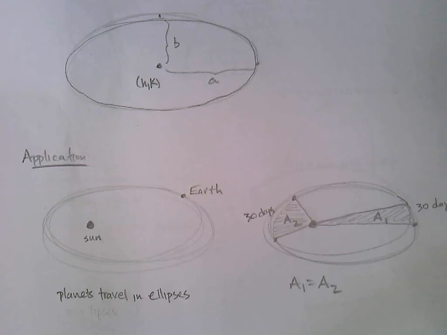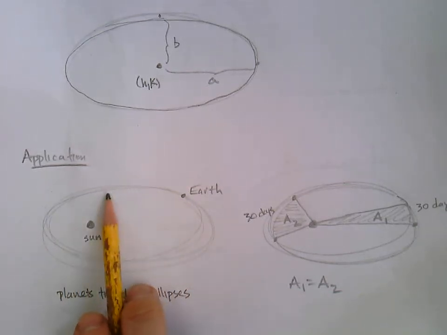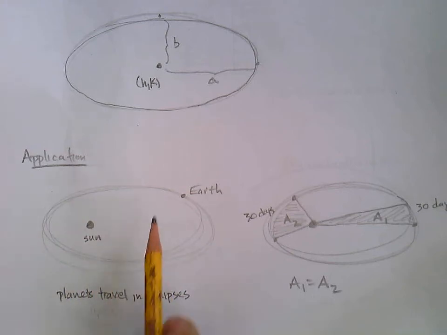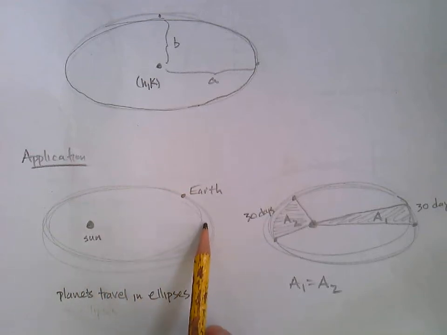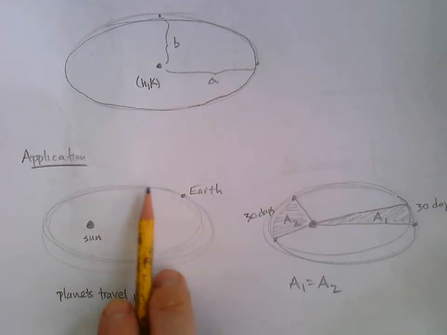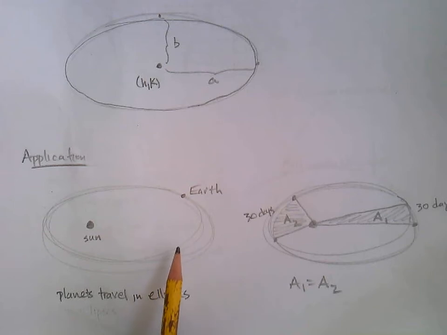So it turns out all of the planets orbit along an elliptical path. So let's say here, I've got the Earth out here and the Sun. So the Earth travels around the Sun in an ellipse. Sometimes the Earth is a little bit closer to the Sun, and other times it's a little bit further away. Now this is really exaggerated. The orbit of Earth is not nearly this elongated. It's much more circular, but it's not a perfect circle.